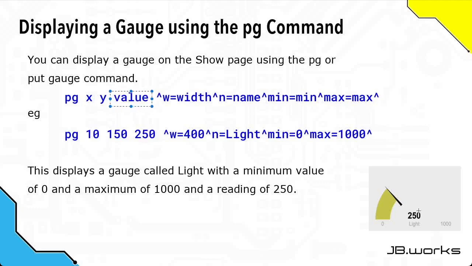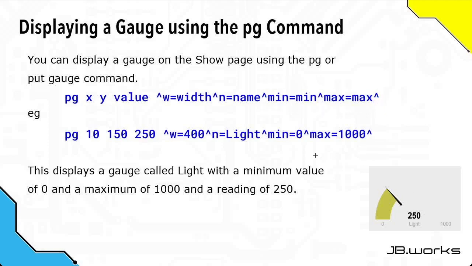Over here we've got 250, and that's where the needle is pointing. The width is how wide the gauge will be. The name is the name displayed underneath, so we've got light here. And then finally, the minimum and maximum values are the minimum here, which is 0, and the maximum here, which is 1000. These form the range of the gauge.